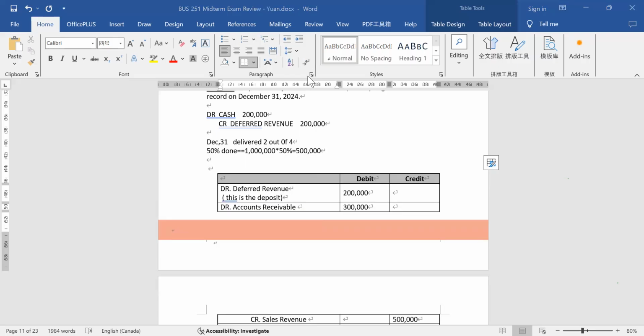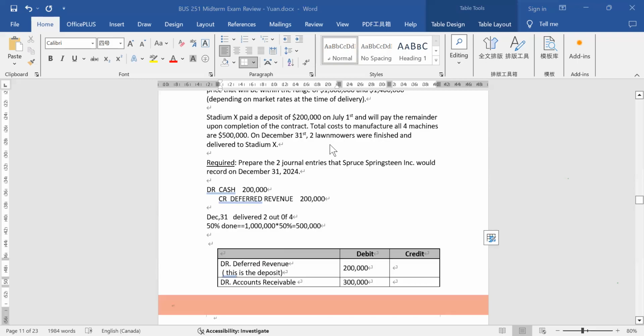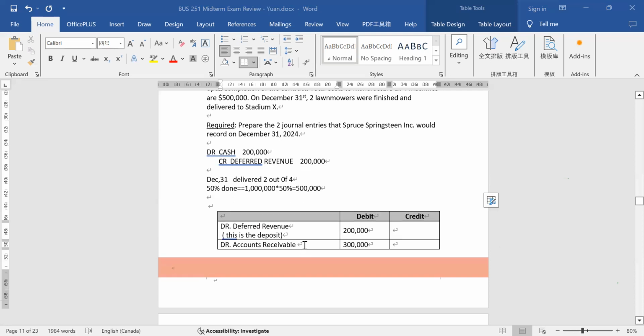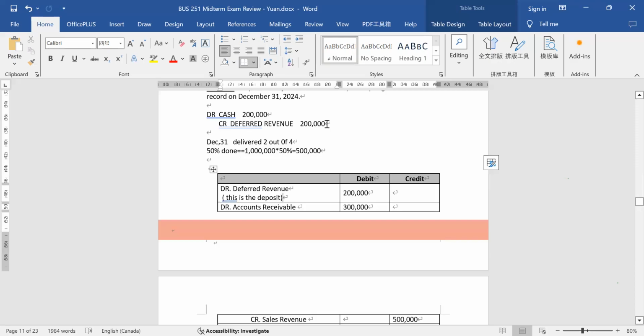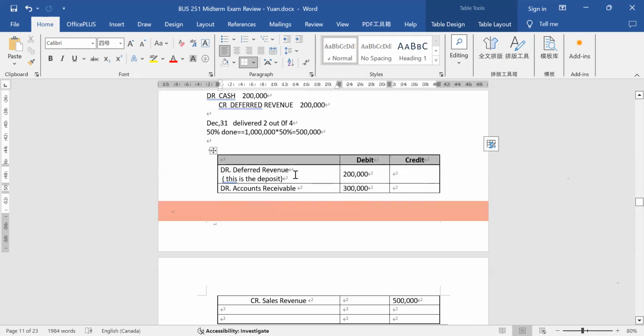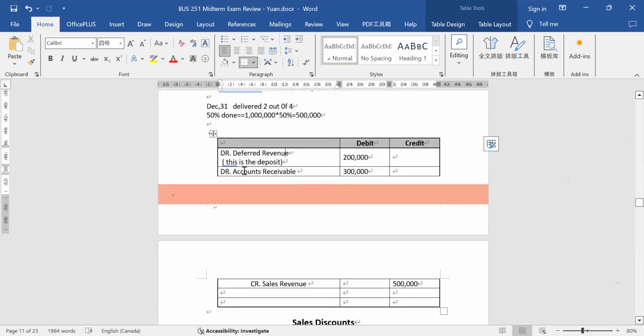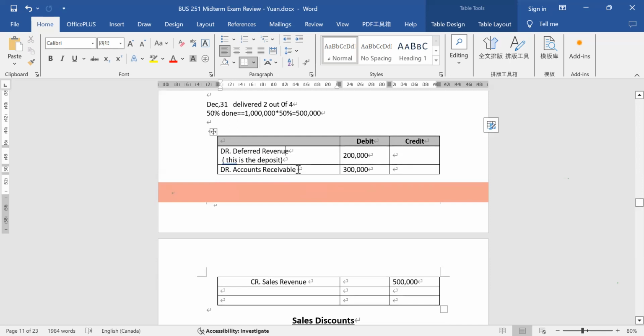Okay. Why does accounts receivable go up? Because they haven't paid you yet. This is the deferred revenue. You know, deferred revenue is a liability, right? So previously your liability went up because they paid you, but you hadn't fulfilled your obligations. But right now you have to make your deferred revenue go down. So you debit the deferred revenue to show that you have already fulfilled your obligations because we have delivered 2 out of 4. And accounts receivable is an asset account. It goes up when you debit it.